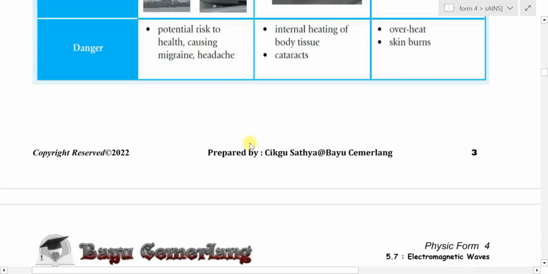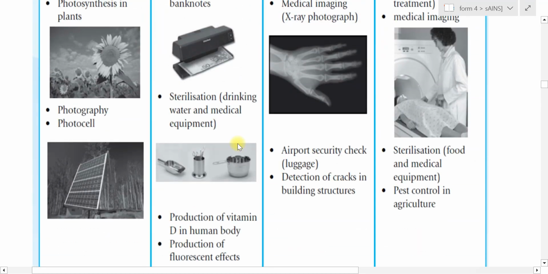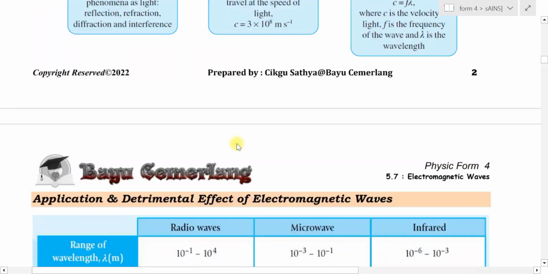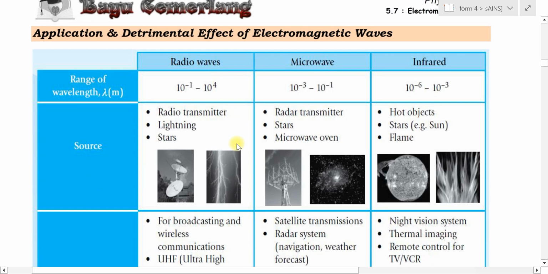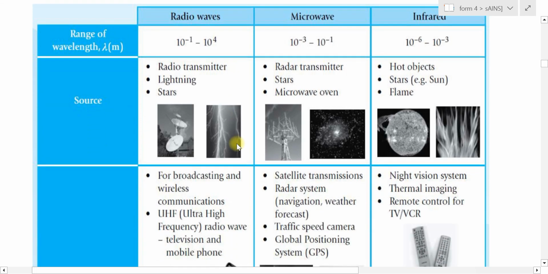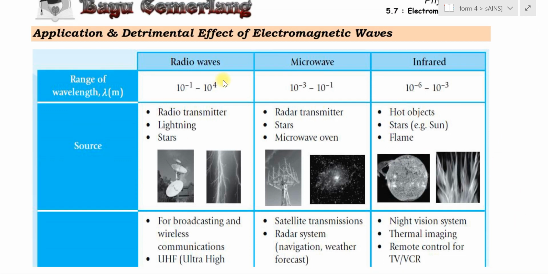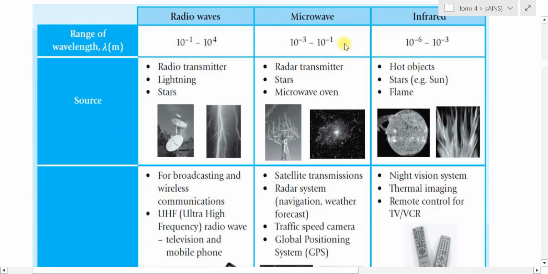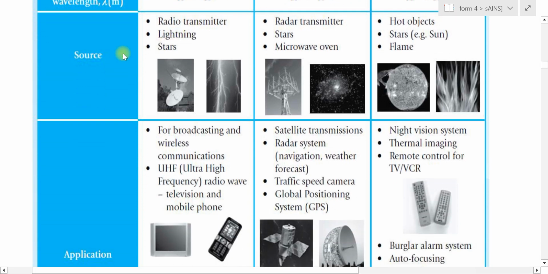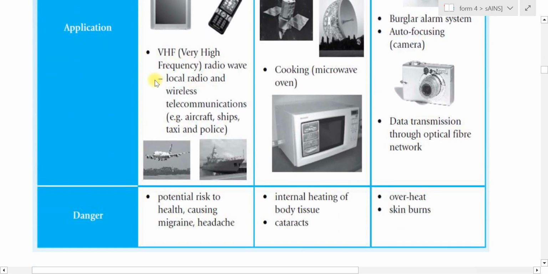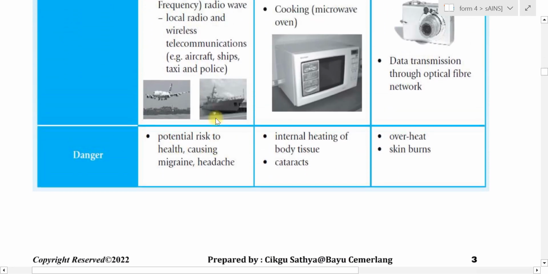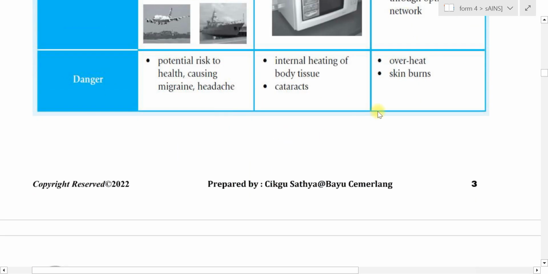Okay, the last part. Habis ni kita boleh habis kelas lah. Okay, kita tengok. One minute. Right. Saya guna ni. Application and detrimental effect of the electromagnetic wave. Okay, kita tengok dia punya wavelength, source dia, application kat mana, and what is the danger. Okay, yang ini banyak nota saya tengok dia tak mention about the danger.